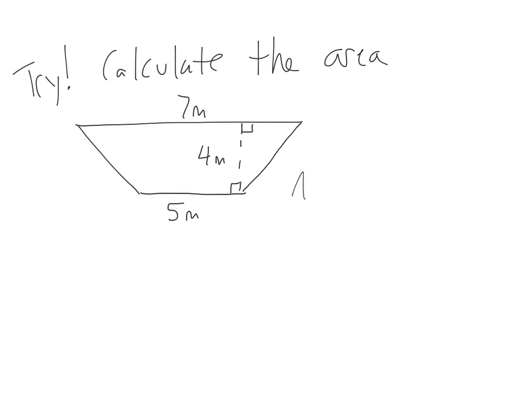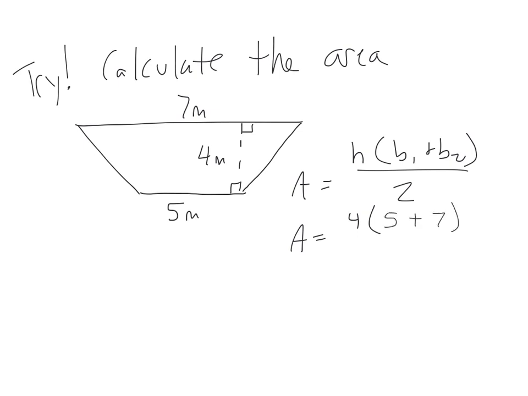Alright, hopefully your setup looks like this. Again, height times base 1 plus base 2, and we divide by 2, okay? Always good to go ahead and write in with the variables before we plug in with the numbers. It gives us a good, quick, and easy reference source. So, our height is what? 4 times the sum of the bases. One of the bases, you can start with the bottom and then do the top, it doesn't matter. 5 plus the other base is 7, and then we divide by 2, all right? So, 4 times 5 plus 7. What's 5 plus 7? It's 12.